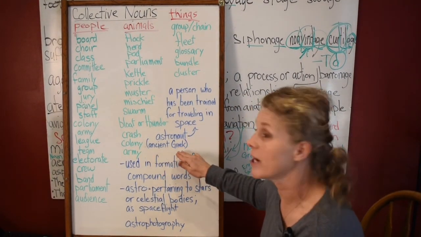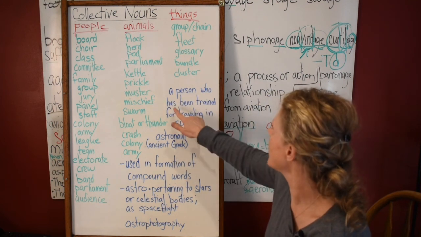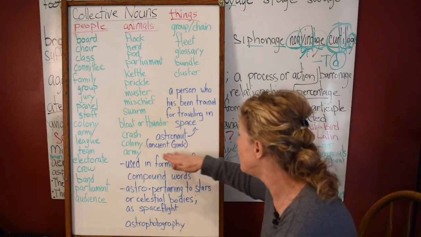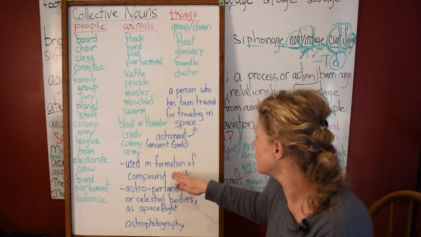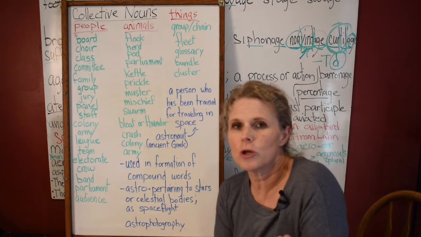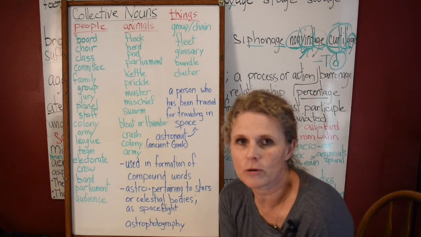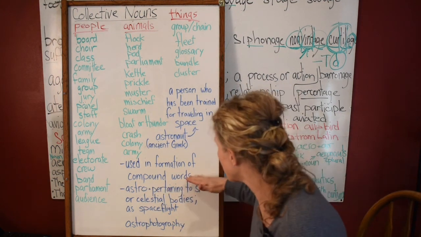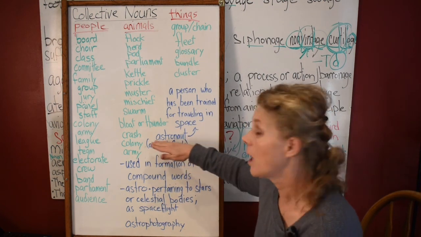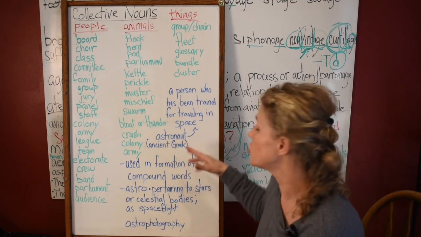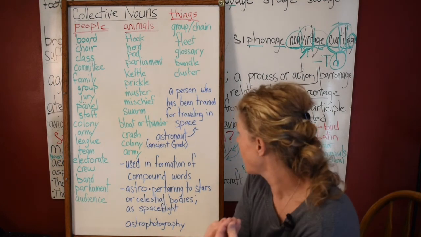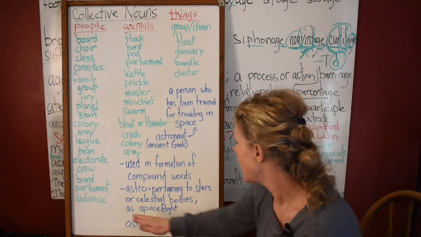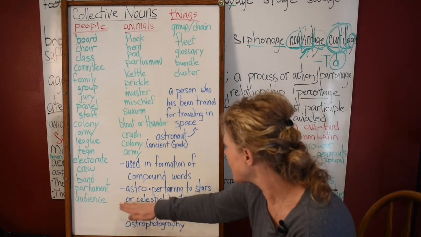It's ancient Greek, and it means a person who has been trained for traveling in space. Okay, so now this astronaut is used in formation of compound words. It's also called Greek combining forms. So when you put Greek words together, you form another word. So astronaut is two Greek words put together. Astro means pertaining to the stars or celestial bodies, as in space flight. So that's what astro means.